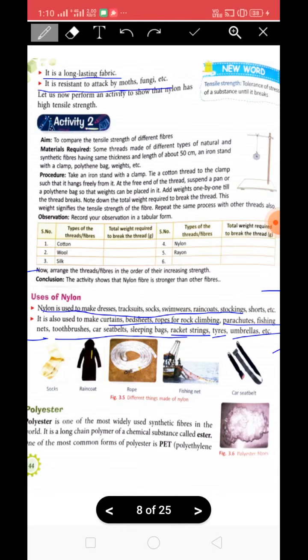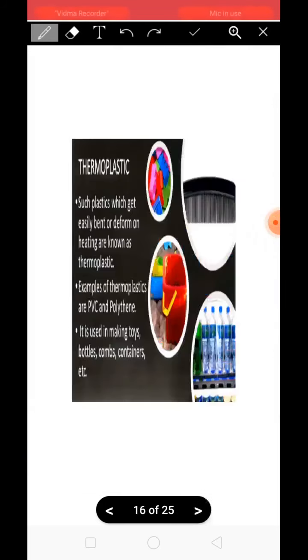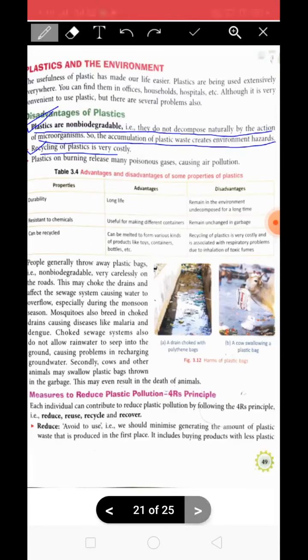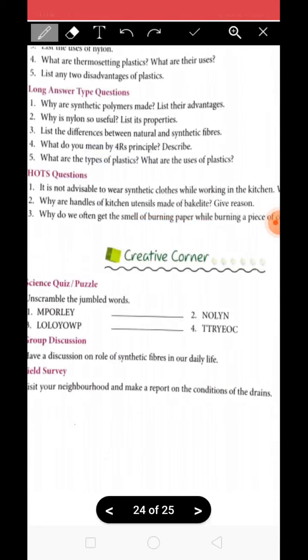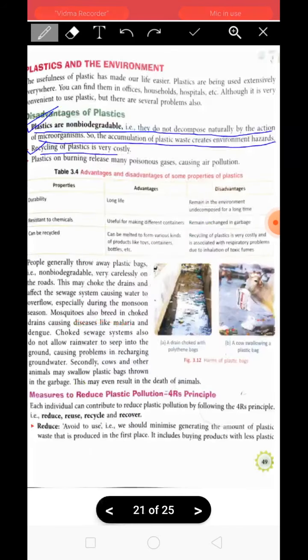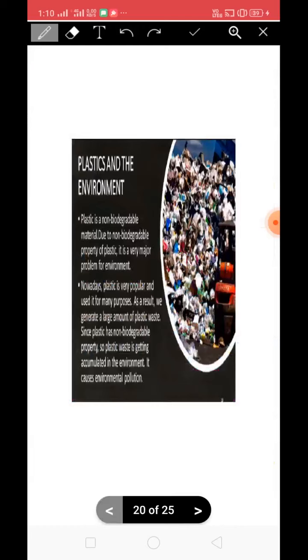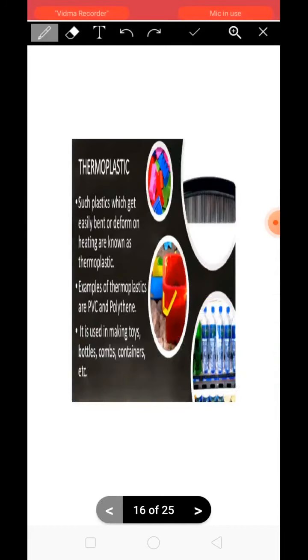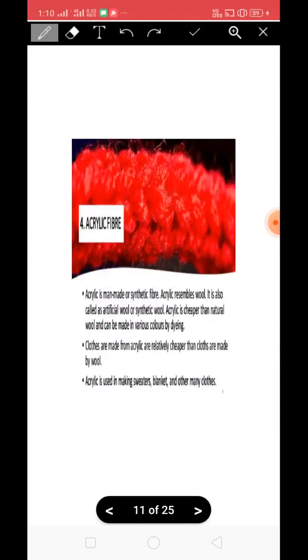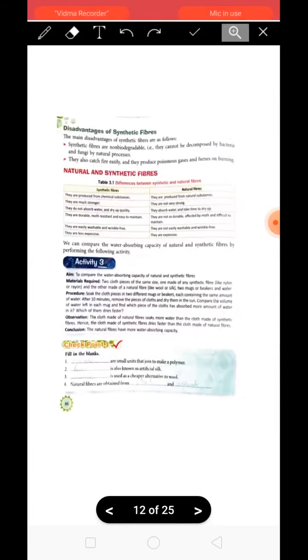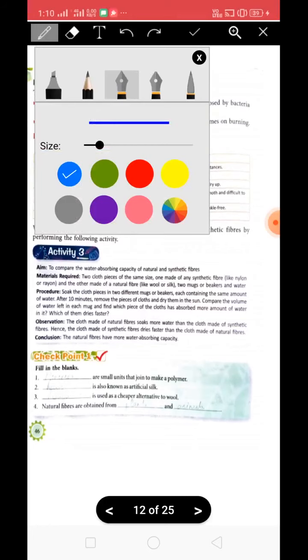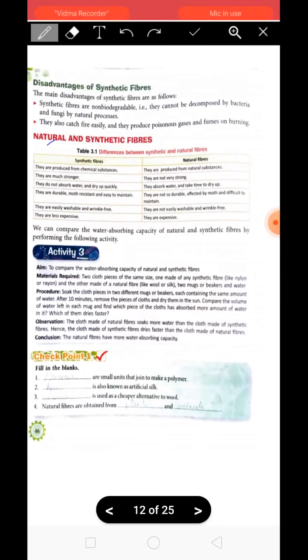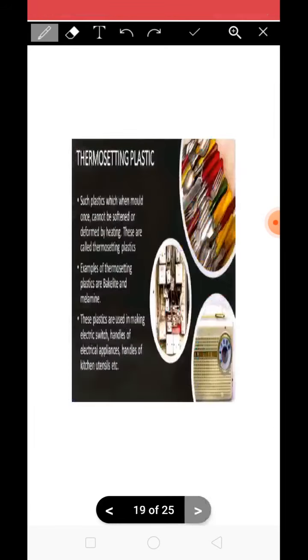Understood? Now next, question number 3 is, list the difference between natural and synthetic fiber. It is given in the book, in page number 46, right? You will write from here to here. Clear? From this point up to this point, in page number 46.